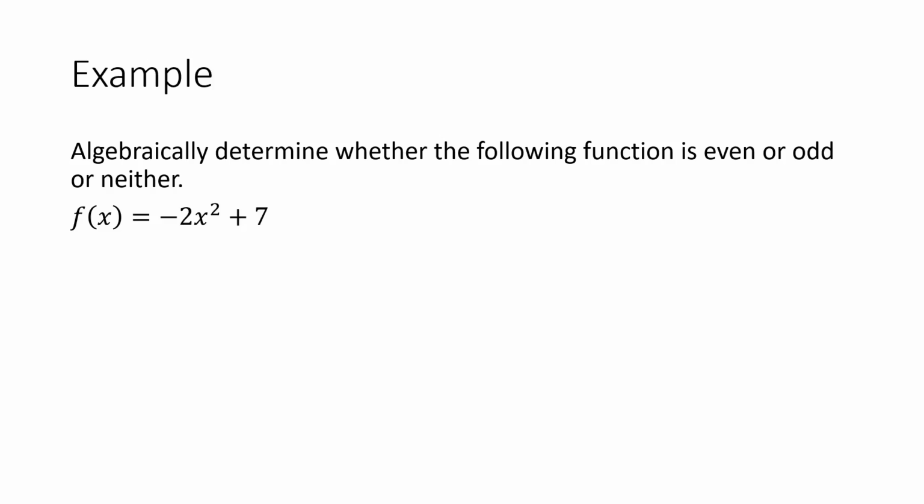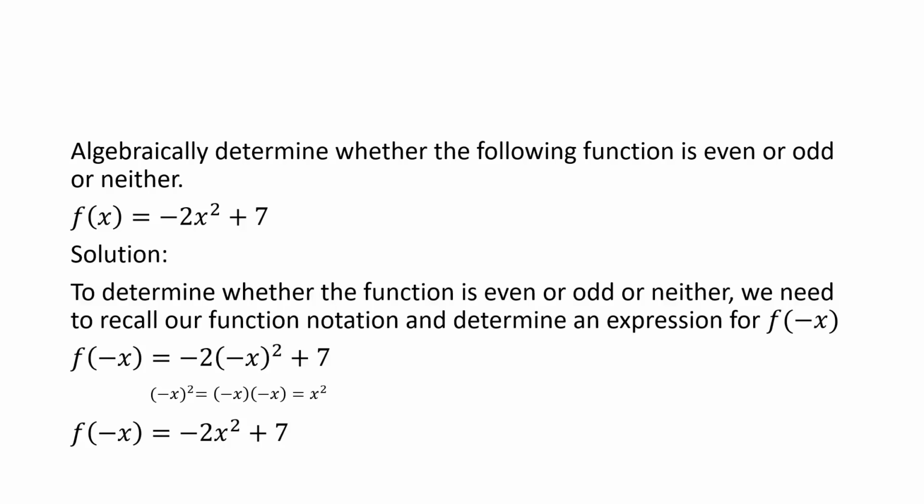Let's do another one. f of x equals negative 2x squared plus 7. To determine whether the function's even or odd or neither, we need to recall our function notation and determine an expression for f at negative x. Well, if f of x is negative 2x squared plus 7, then f of negative x is negative 2 times negative x quantity squared plus 7. Well, negative x quantity squared is negative x times negative x, which is x squared. So I can replace this negative x quantity squared with x squared.